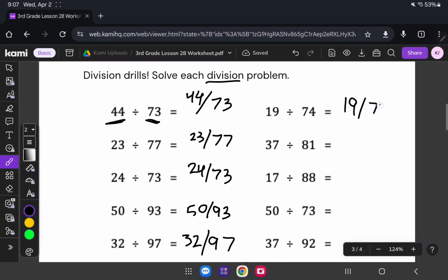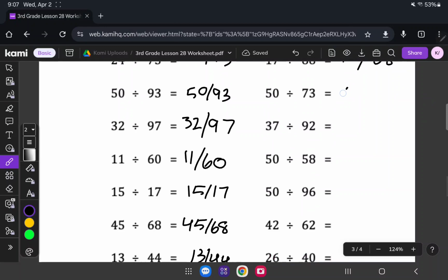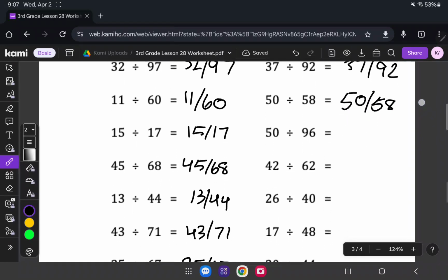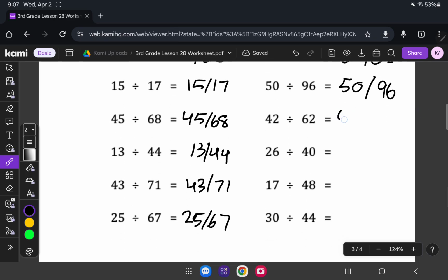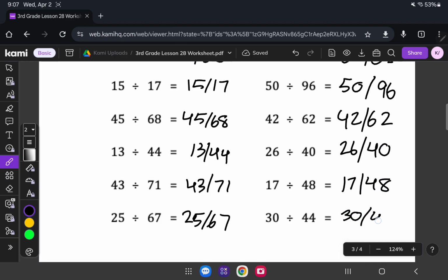19 over 74, 37 over 81, 17 over 88, 50 over 73, 37 over 92, 50 over 58, 50 over 96, 42 over 62, 26 over 40, 17 over 48, and 30 over 44.